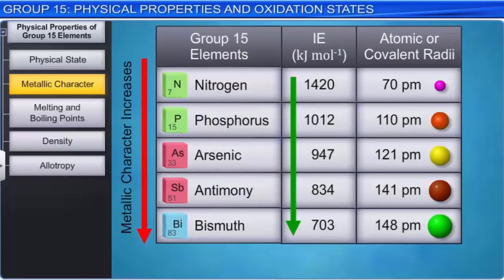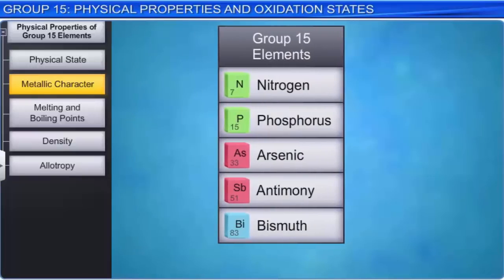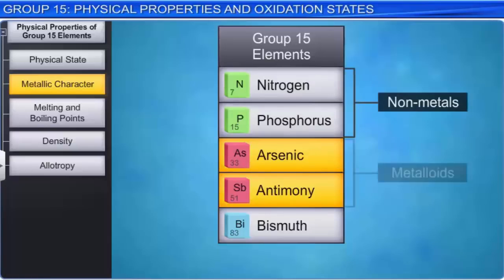The first two elements of this group, nitrogen and phosphorus, are non-metals, and the next two, arsenic and antimony, are metalloids, while bismuth is a typical metal.